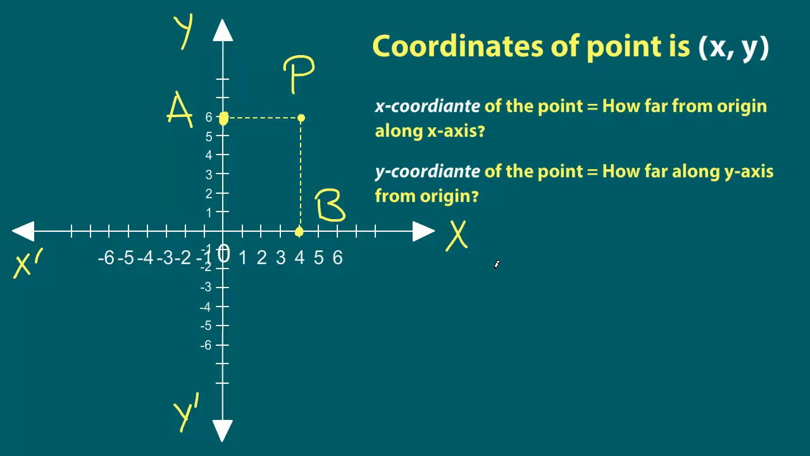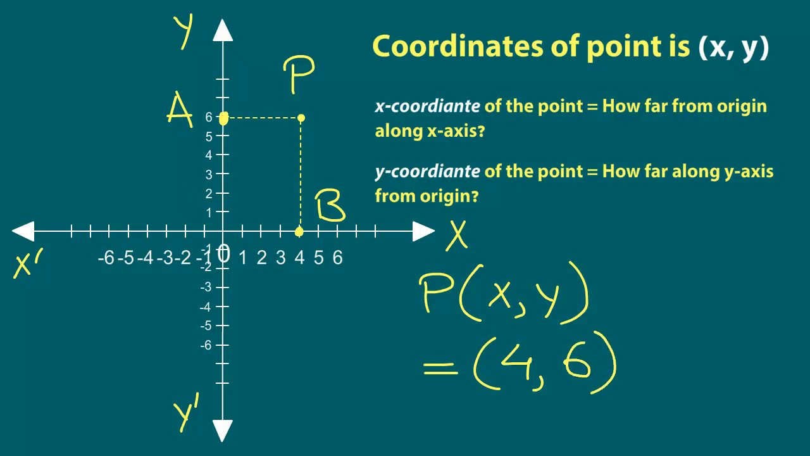So when we write the coordinates of our point, we write them within brackets. We first put the x coordinate and then the y coordinate. The x coordinate is how far away from origin along x axis, which is in this case 4, and the y coordinate is how far away the point is from origin along y axis, which is basically this distance, which is 6. So we know how to find out the coordinates of any given point.